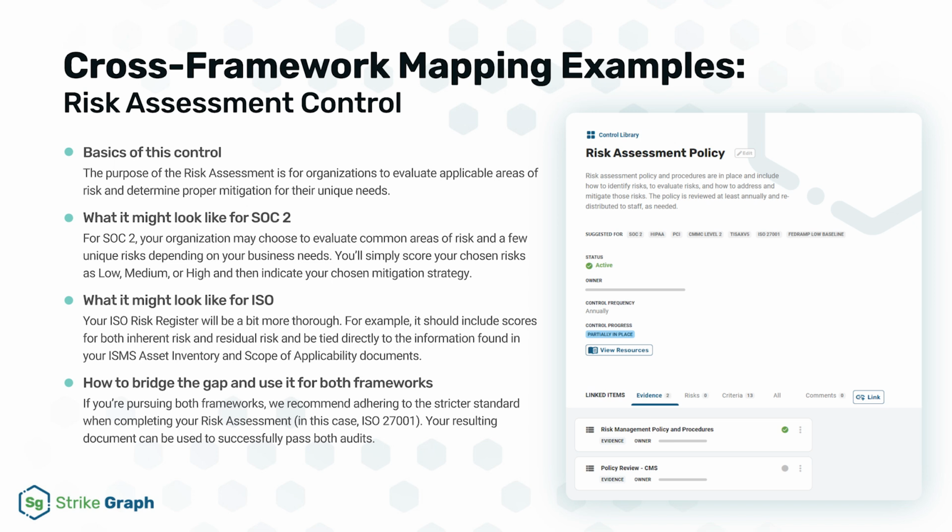On the other hand, your ISO risk register will be a bit more thorough. For example, it should include scores for both inherent risk and residual risk, and be tied directly to the information found in your ISMS asset inventory and scope of applicability documents. If you're pursuing both frameworks, we recommend adhering to the stricter standard when completing your risk assessment. In this case, ISO 27001. Your resulting document can be used to successfully pass both audits.